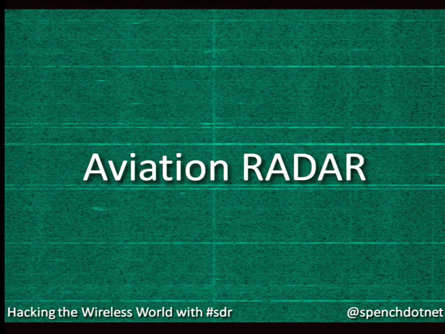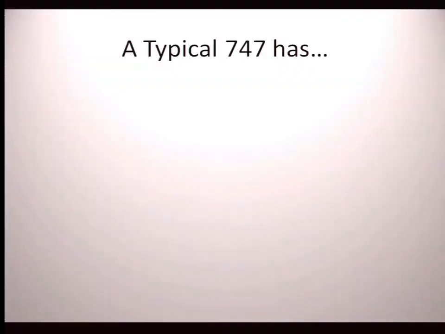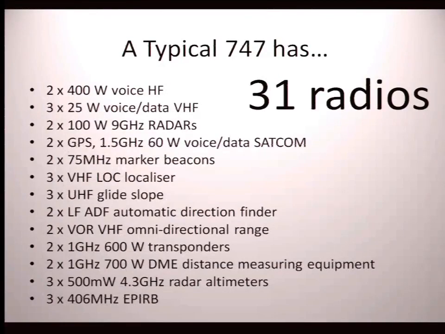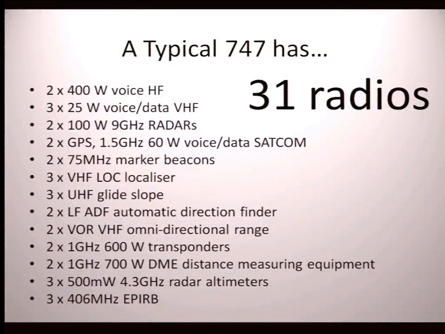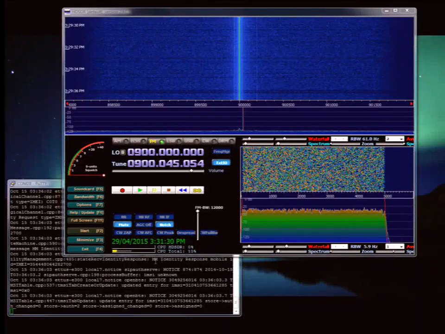So now I'll show you a couple of interesting things that I've played with in the past. You've looked at ADS-B. A typical 747 has lots of radios on board, and that makes someone like me really happy. Did I take that slide out? Oh, I have to bring it back for you. Oh, no, I rearranged it. Sorry.